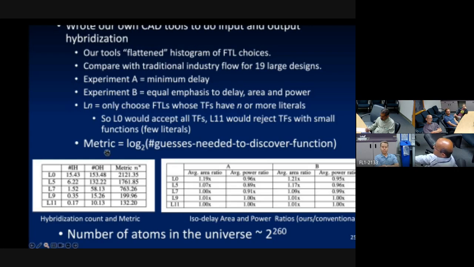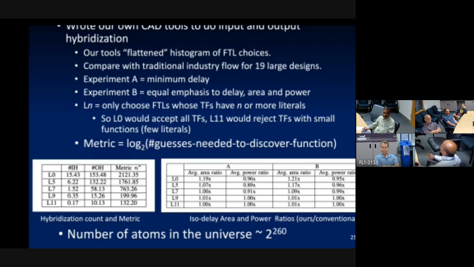Now we have one number which expresses how well we did. We call this the metric, which is the base 2 log of the number of guesses it would take the adversary to discover my function. So if it takes my adversary 2 raised to 260 guesses to discover the function, the metric would be 260. Now, it so happens, by the way, that the number of atoms in the universe is around 2 to the 260. So if my metric is around 260 or better, the difficulty for the adversary to hack my circuit is as bad as counting the atoms in the universe.